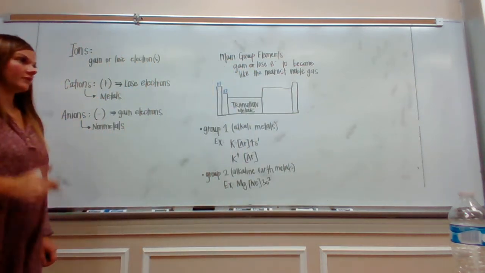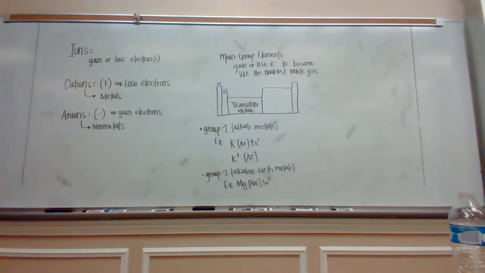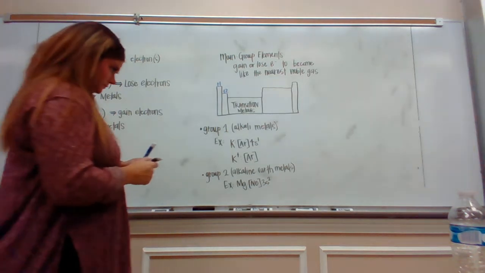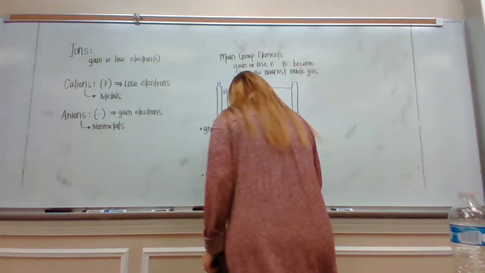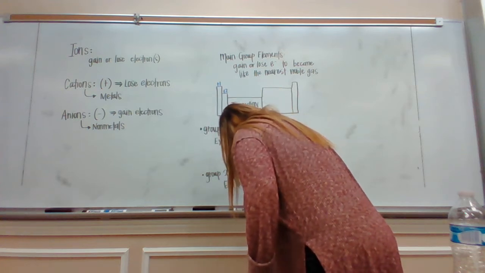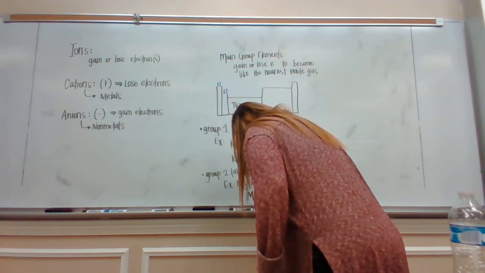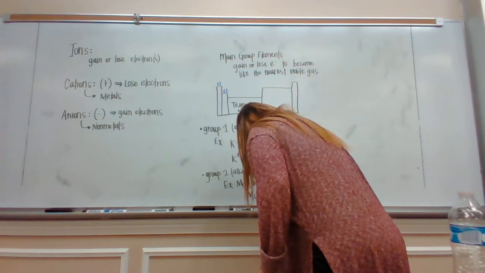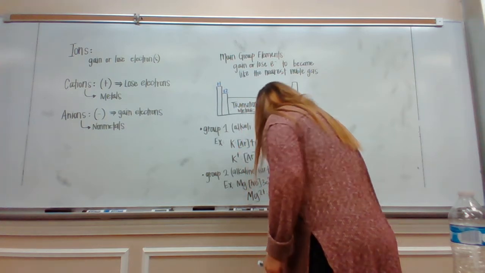Okay, so if I wrote the normal electron configuration for neutral magnesium, it's neon 3s2. Well, if magnesium forms an ion, it's going to form a +2 ion, so it's going to lose those 2 s electrons, and it becomes just like neon.